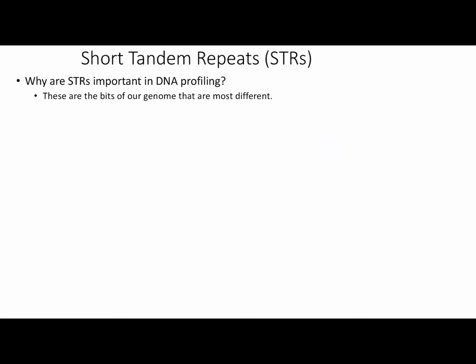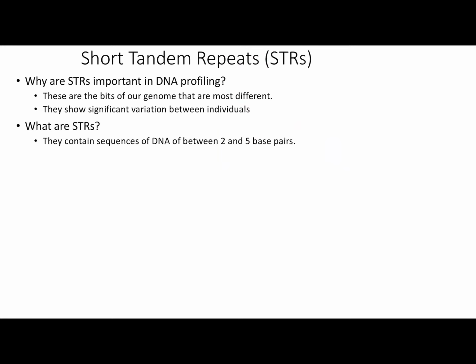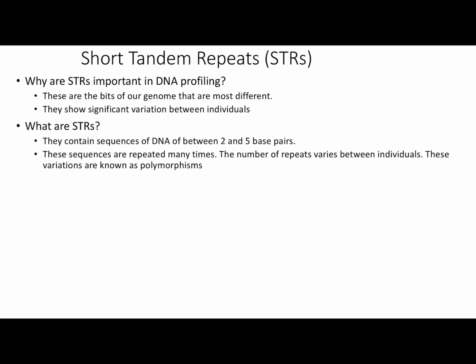Okay, so short tandem repeats, what are they? Well, they are very, very important in DNA profiling because these are the bits that we actually look at to create this unique profile. They're the bits of our genome that are the most different from each other, and they show significant variation between individuals. So what exactly are these STRs, or short tandem repeats? Well, they contain sequences of DNA of between 2 and 5 base pairs. In fact, most commonly, they consist of 4 bases repeating many, many times.